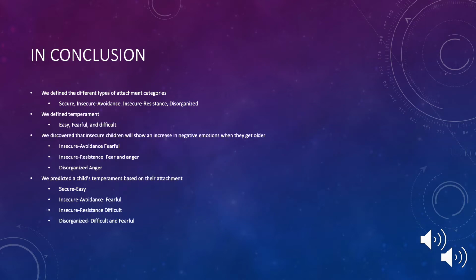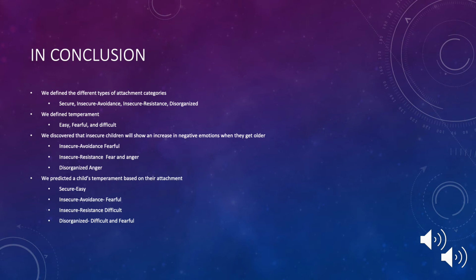In conclusion, we defined the different types of attachment categories, which are secure, insecure avoidant, insecure resistant, and disorganized. We then defined temperament and its categories, which are easy, fearful, and difficult. We then discovered that insecure children will show an increase in negative emotions when they get older. For insecure avoidant, they will show more fear. For insecure resistant, they will show both fear and anger. And for disorganized, they will show anger.